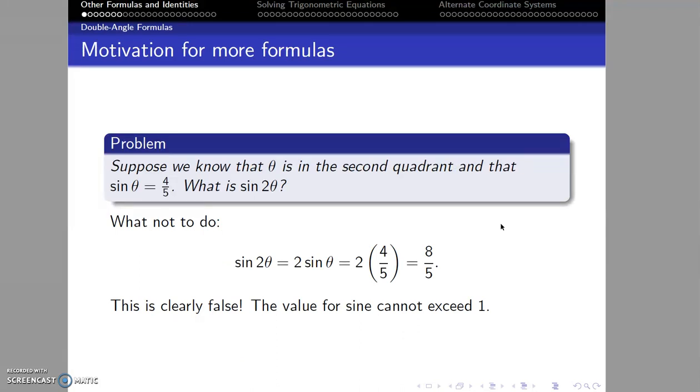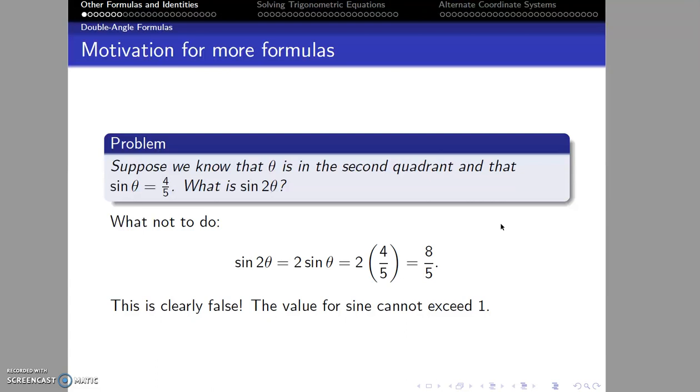Suppose we have some angle theta, and we don't know exactly what it is, but I do know it's in the second quadrant, and I know that sine of that angle is 4/5. So what is the sine of double that angle? What is the sine of 2 theta? And surely we'd be able to crank that out, right? We've got theta. We know that rotation, such as it is, for the ratio of opposite to hypotenuse for the resulting triangle. So surely we would be able to find sine of 2 theta.